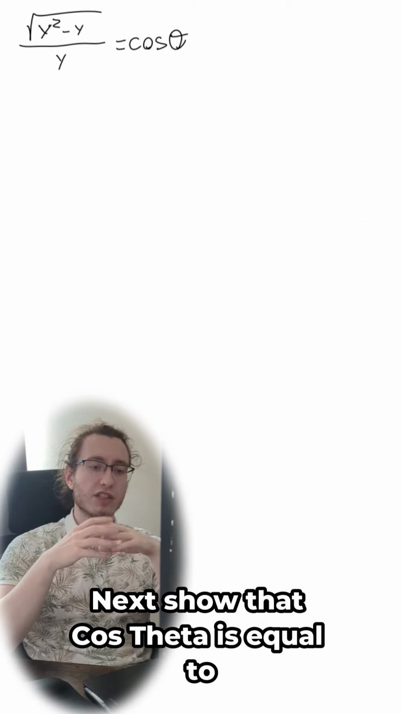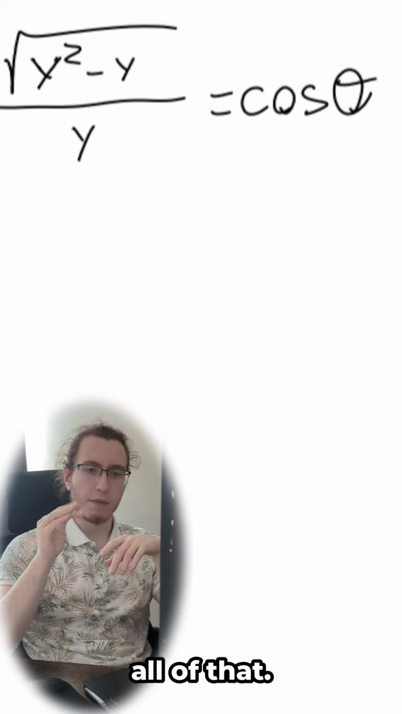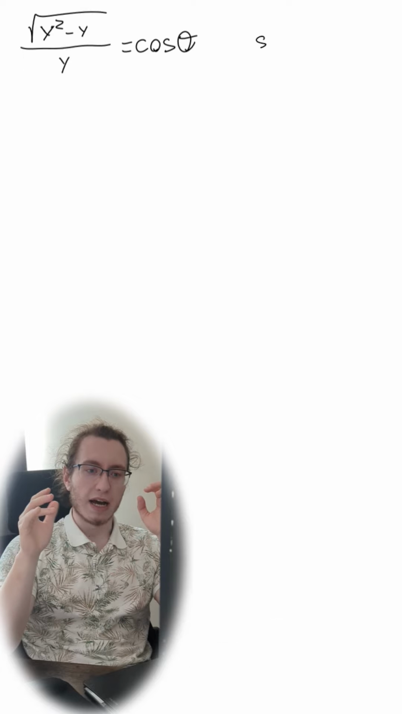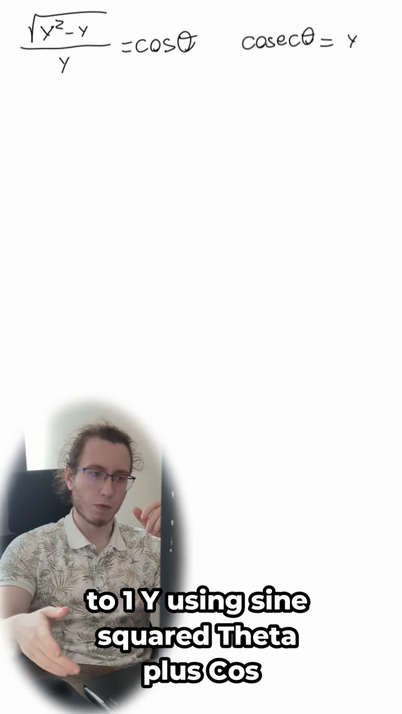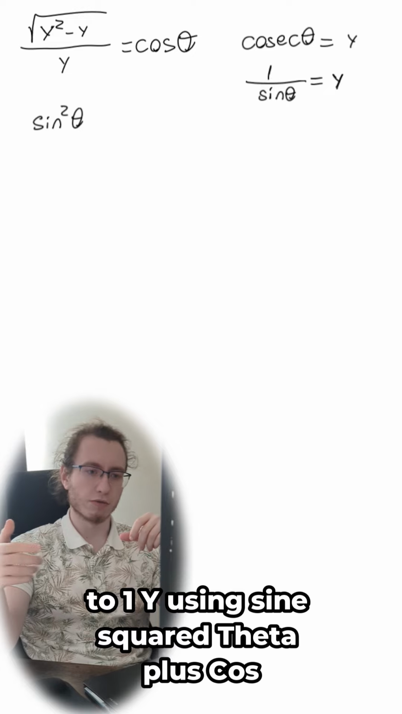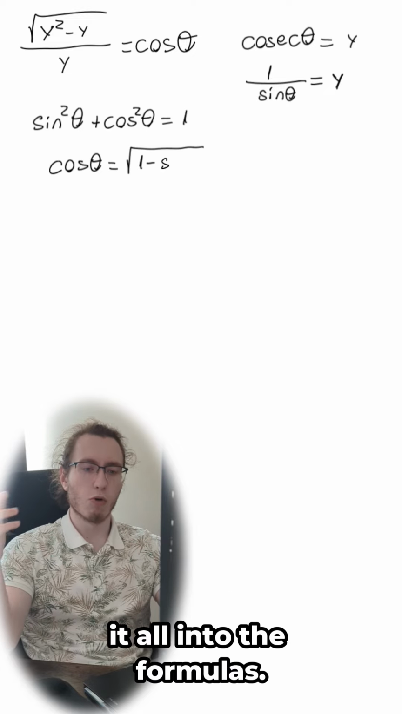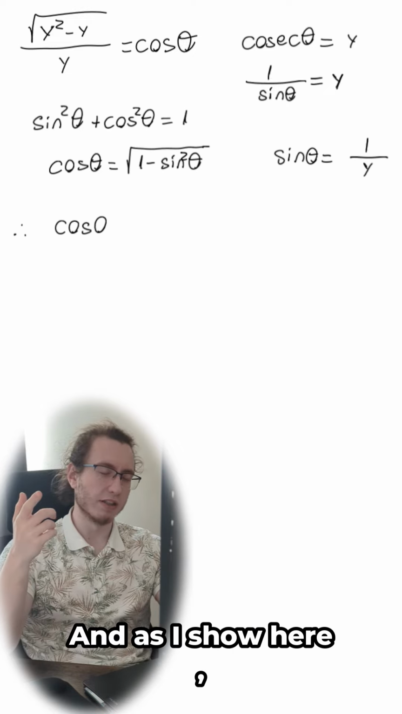Next, show that cos theta is equal to all of that. I'll be fully honest, I overcomplicated this. I did it by saying that sine theta is equal to 1 over y, using sine squared theta plus cos squared theta is equal to 1, and then placing it all into the formulas, as I show here.